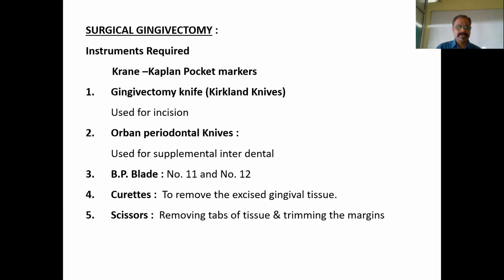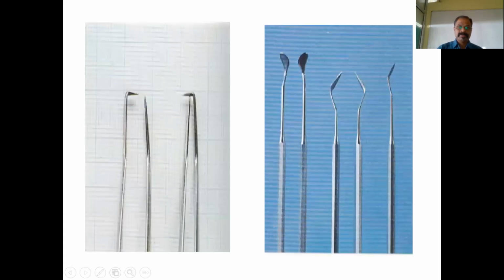You may also use it for your root surface debridement. Along with that, you need to use tissue nippers or scissors to remove tabs of tissue, making sure that margins are trimmed and normal contours are achieved. So this is what I have been telling you.